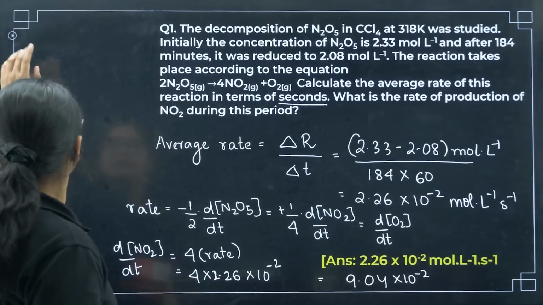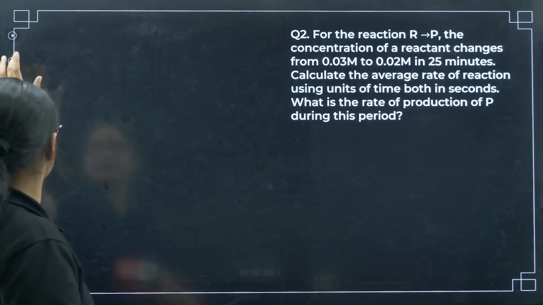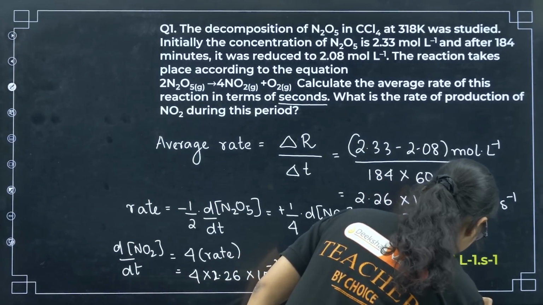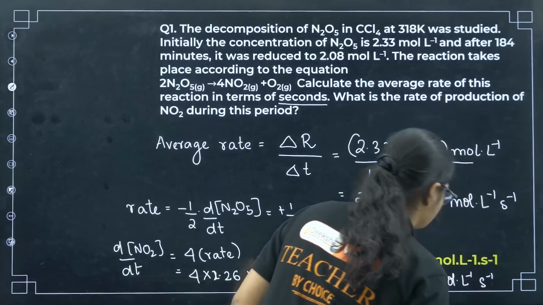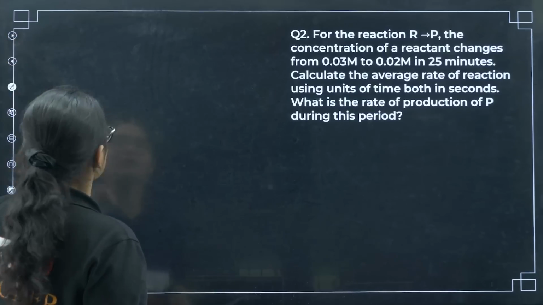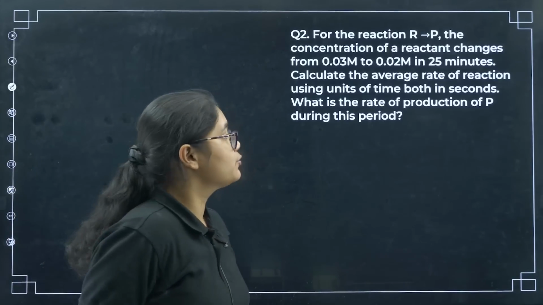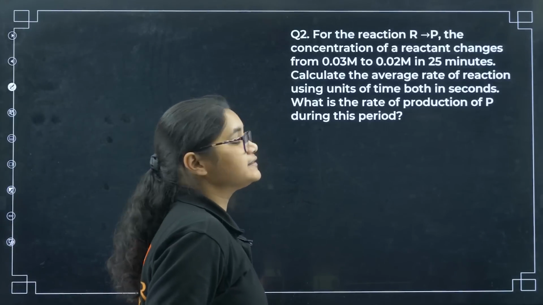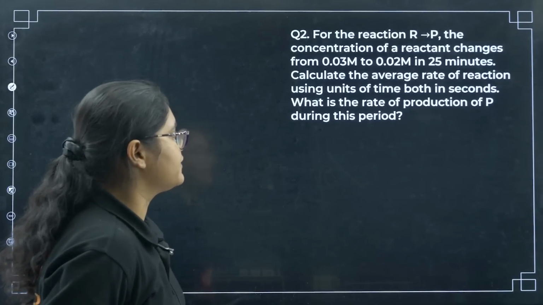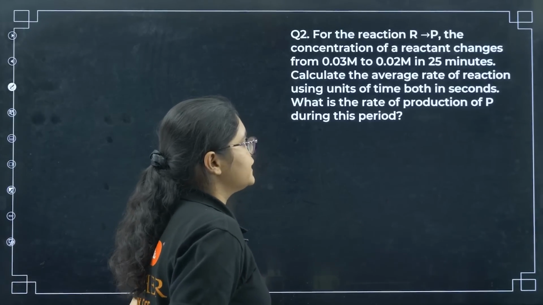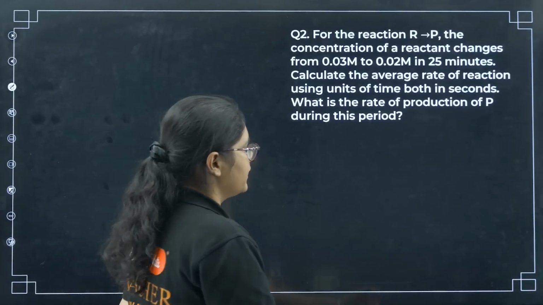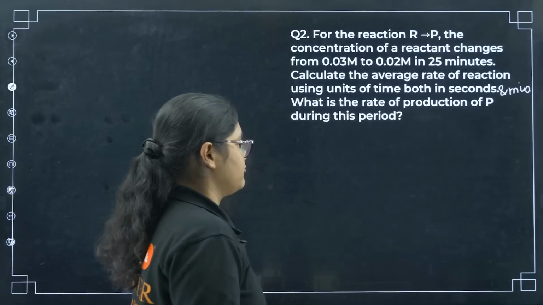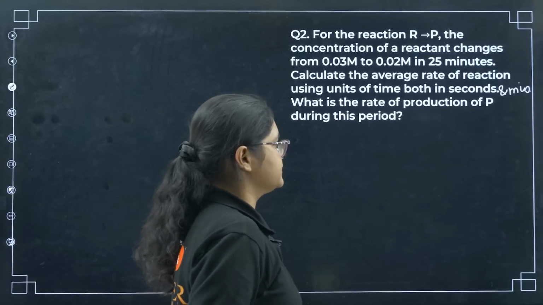Okay, clear? Next, question number 2. Here units are also required. Rate is there again, so the same unit: mole liter inverse second inverse. Question number 2: for the reaction R to P, the concentration of a reactant changes from 0.03 to 0.02 in 25 minutes. Calculate the average rate of the reaction both in seconds and in minutes. Here it is minute. What is the rate of production of P during this period?